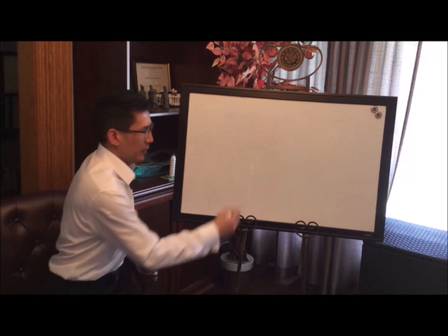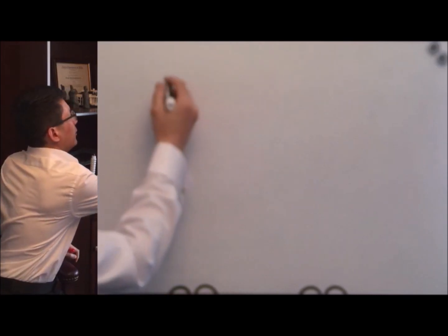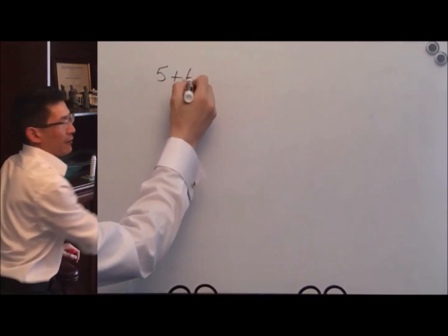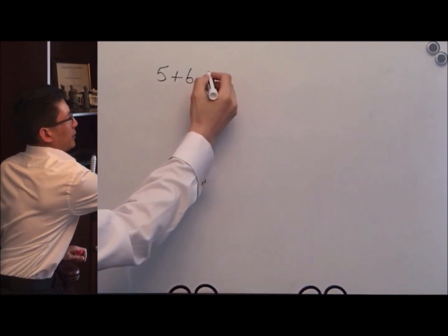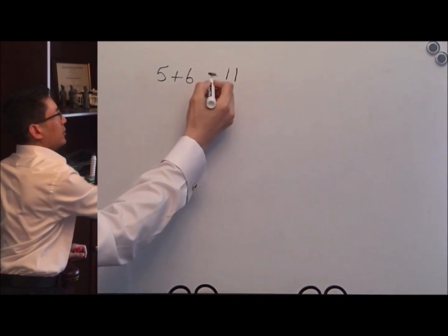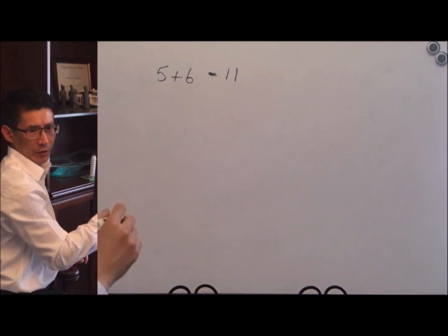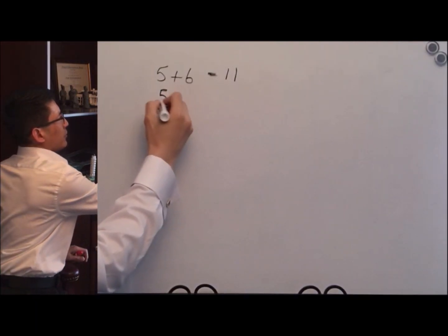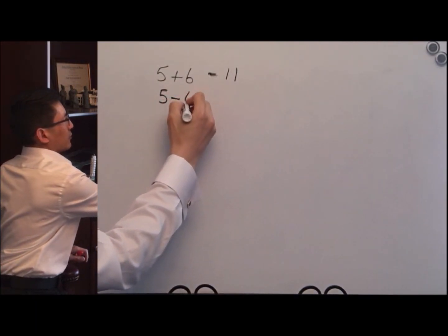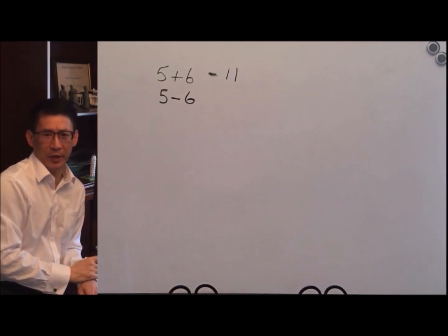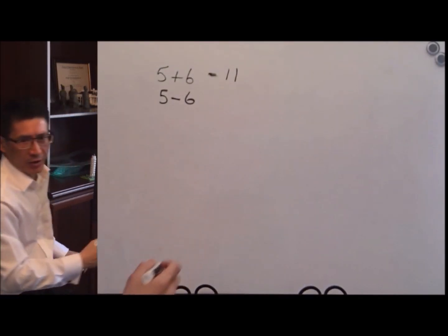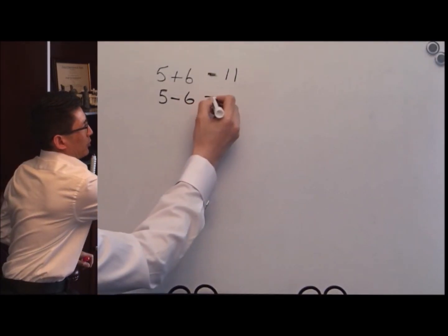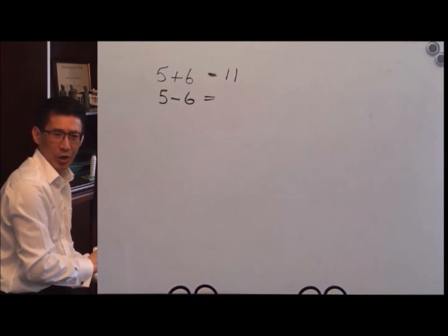For example, if I were to show you 5 plus 6, it's simple. We start at 5, we count up another 6 steps, and we get to 11. What happens, however, if we do something like this? 5 minus 6. You can't take away a bigger number from a smaller number. Actually, you can. What happens is that we end up with a number which is less than 0. You can take away something larger.